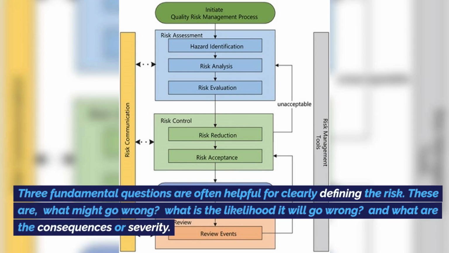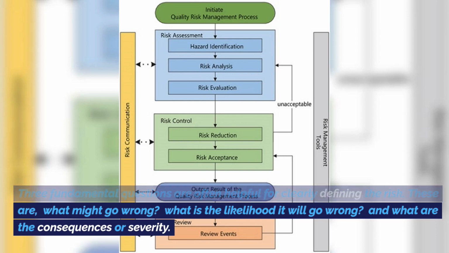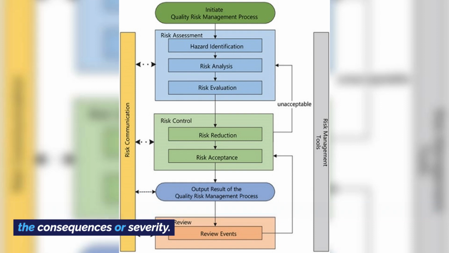3 fundamental questions are often helpful for clearly defining the risk. These are: what might go wrong? What is the likelihood it will go wrong? And what are the consequences or severity?